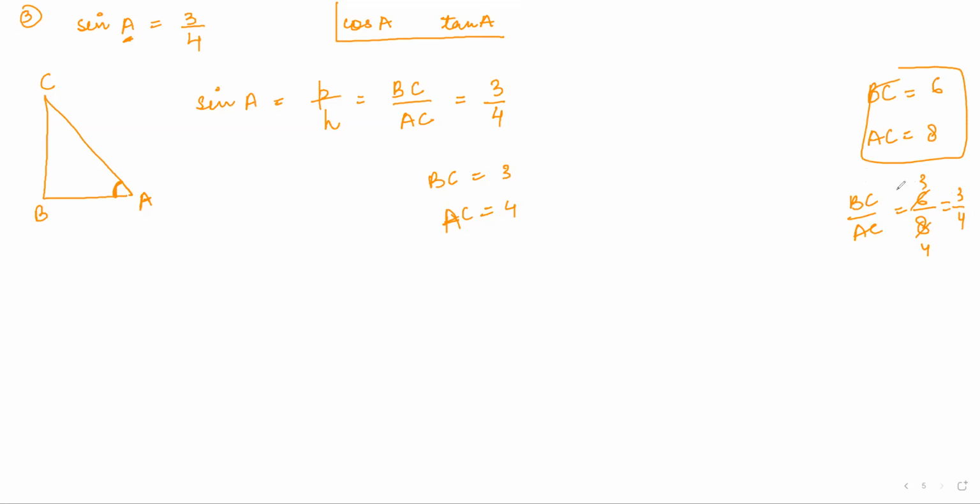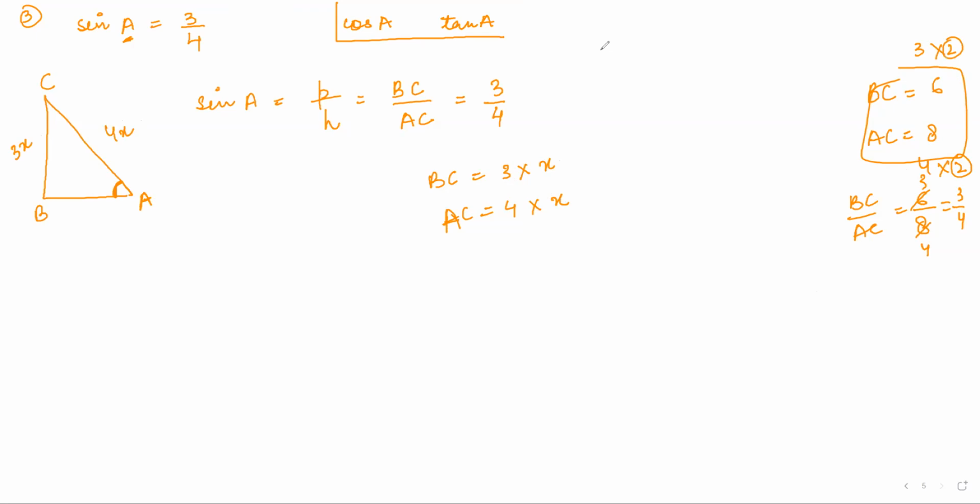So that means BC is always a multiple of 3, that means 3 into some number, right? And similarly, AC is always a multiple of 4, so 4 into some other number, and that number is the same. If you are taking x here, this is also x. As you can see in this particular case, this is 3 into 2 and this is 4 into 2, the same number. So from here you will write that BC is equal to 3x and AC is equal to 4x. So two sides you have got.